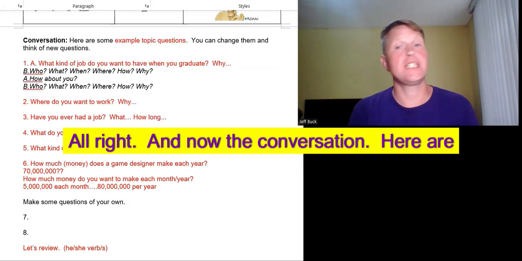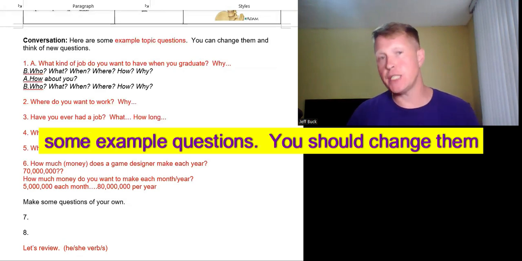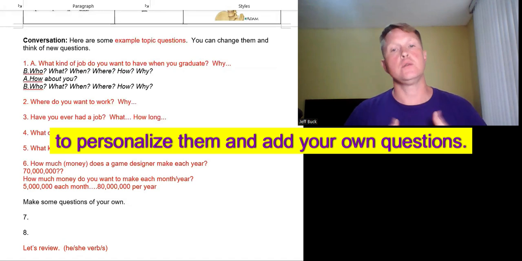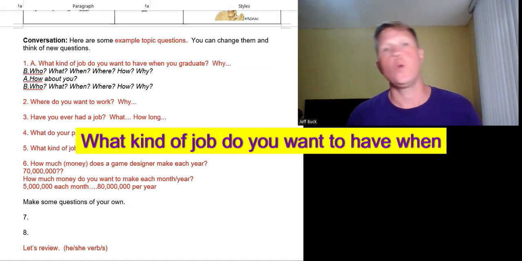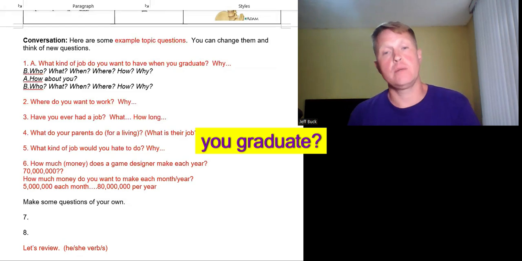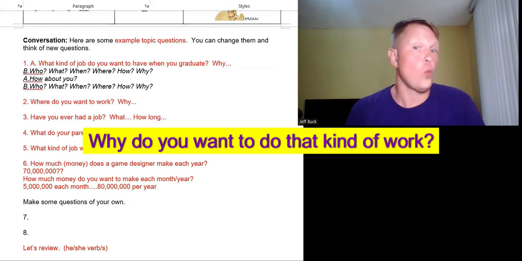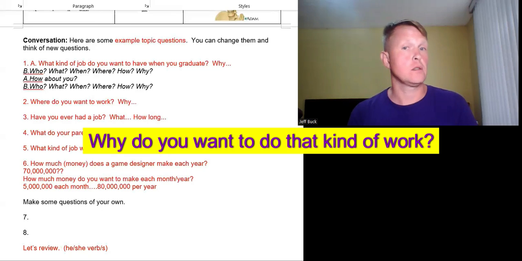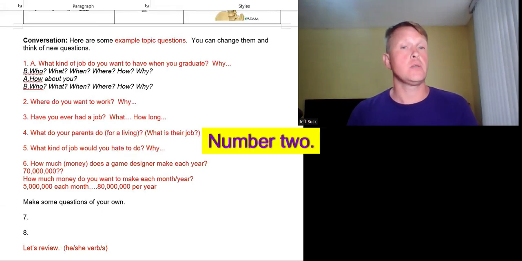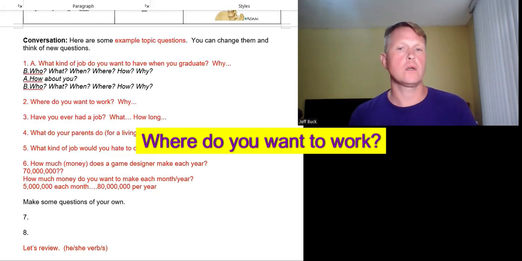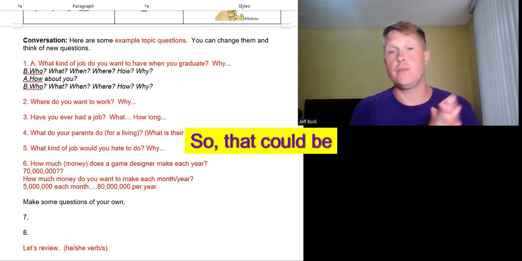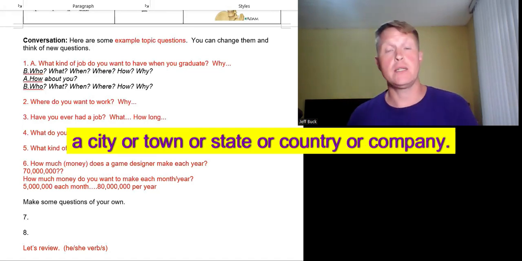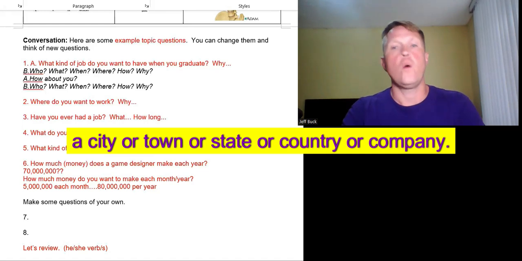All right, and now the conversation. Here are some example questions. You should change them to personalize them and add your own questions. Number 1, what kind of job do you want to have when you graduate? Why do you want to do that kind of work? Number 2, where do you want to work? Why do you want to work there? So that could be a city or town or state or country or company.